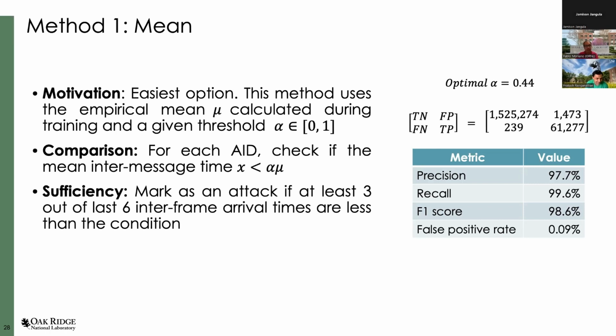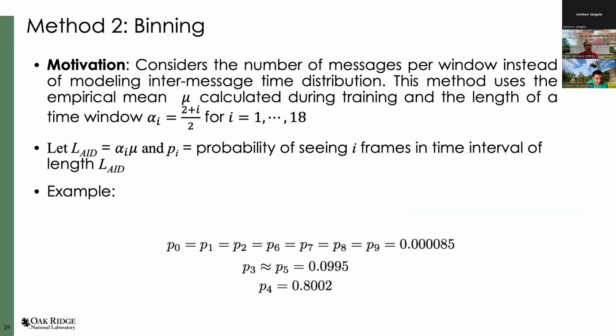Of course, the idea of this work, more than presenting this, is to compare to the others. So now I'm going to talk about the other methods. The second method that we consider we call binning, and the idea here is that we are going to count the number of messages in time windows of a certain length. Imagine that we have a window that we can vary in length, which we parameterize by this parameter alpha.